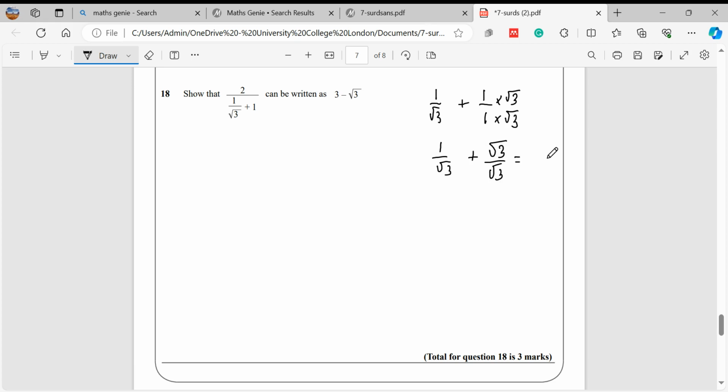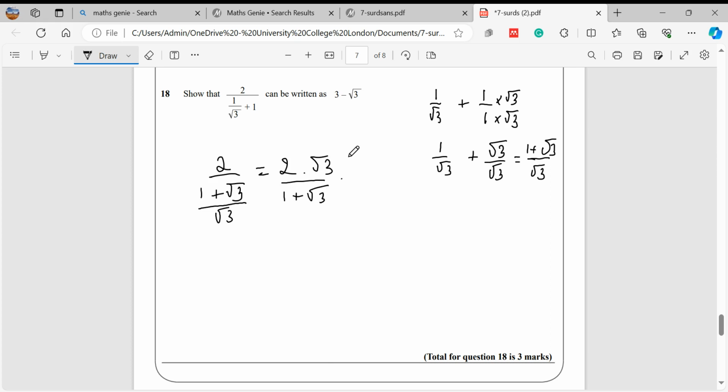Once the denominator is the same, it means I can add or subtract the numerators. So the denominator, of course, is just root 3, and I end up with 1 plus the root of 3 in the numerator. So now, going back to the question, I've got 2 over 1 plus the root of 3 divided by the root of 3. Now, it's division in the denominator, so that means I'm going to flip it upside down. So this is equal to 2 multiplied by the root of 3 over 1 plus root 3.